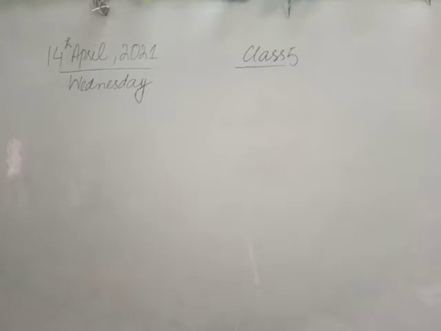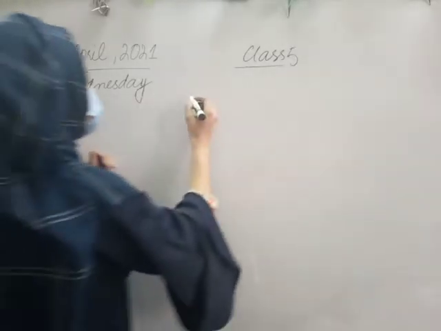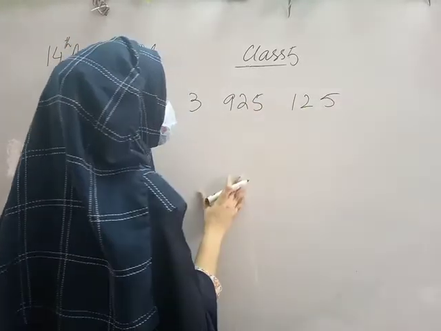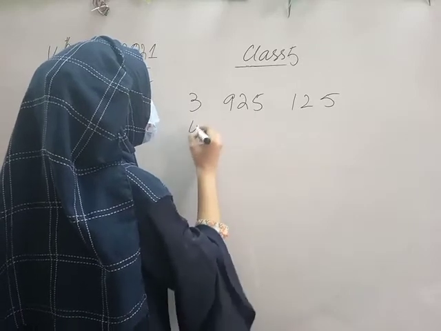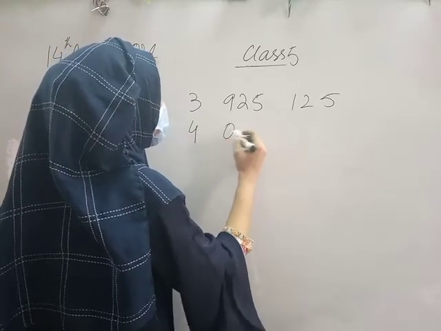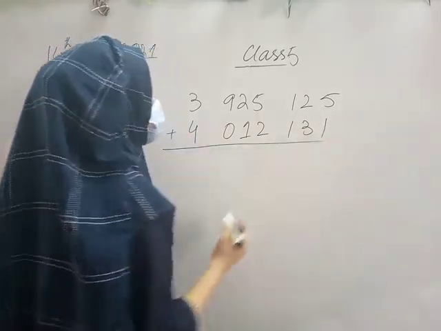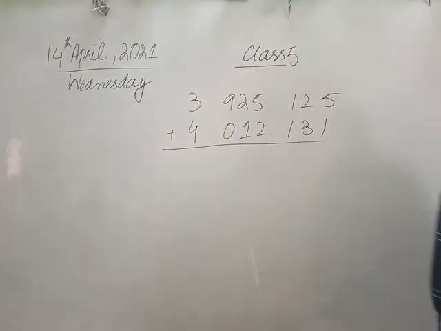In yesterday's lesson we studied how we can add numbers which go up to millions. Isn't it, class? Okay, so let's take an example. I have 3 925 125. This is the first number, and the second number is 4 012 131. And they want to add these numbers. So what would I do?